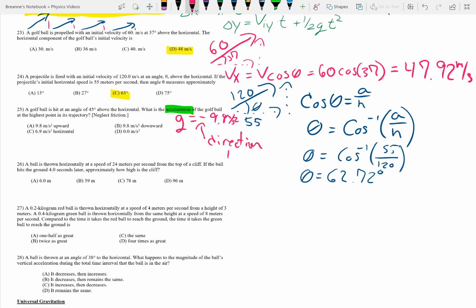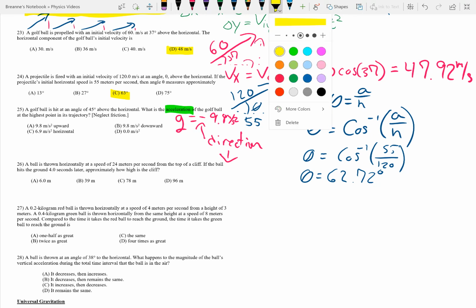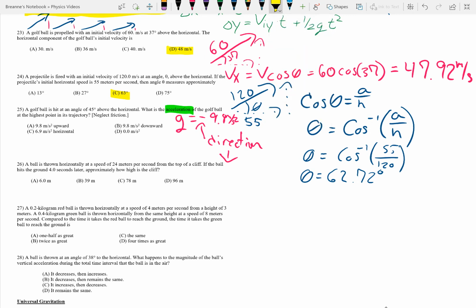So its direction is down. So your answer should be 9.8 meters per second squared down.